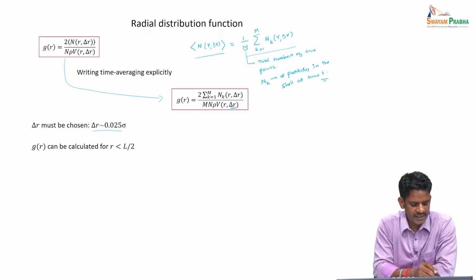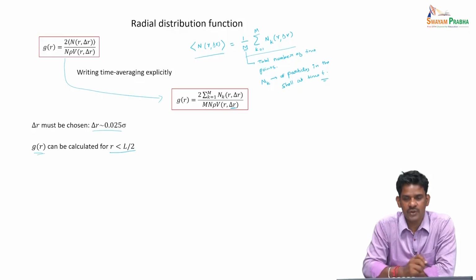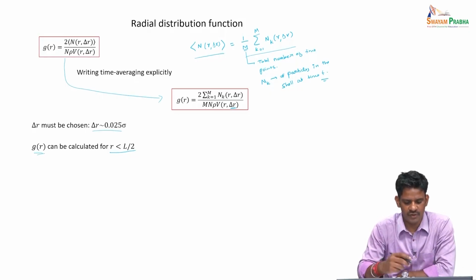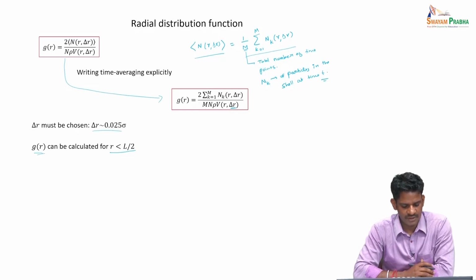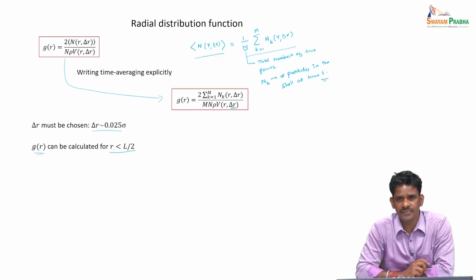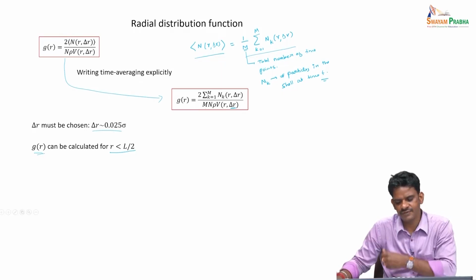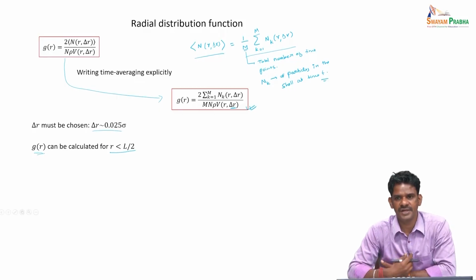And we also have to note that this g of r can only be calculated for r less than or equal to L by 2, because beyond that your periodic images will be interfering. So the g of r can be calculated only from a distance 0 to L by 2. That's the maximum limit one can go. Next we will see how this expression is implemented in an MD code.